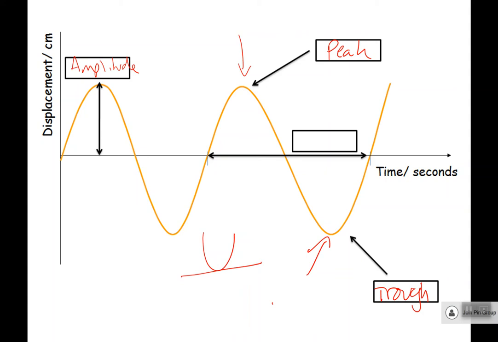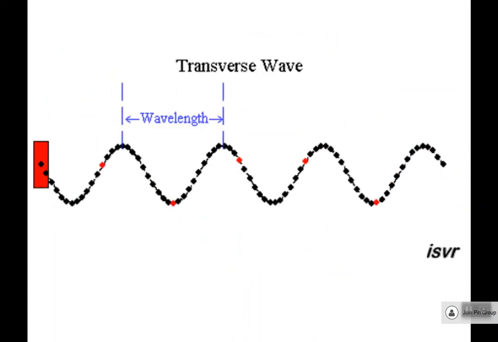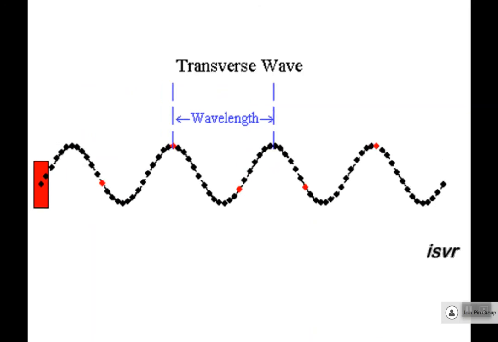And where do you put a trough? On the ground. A lot of people will look at this graph and go, right, I'm going to measure the wavelength. The wavelength is just there to there. That's a complete wave. It's the distance from there to there. That is not true. That was a graph of displacement against time. This is a picture of a wave.